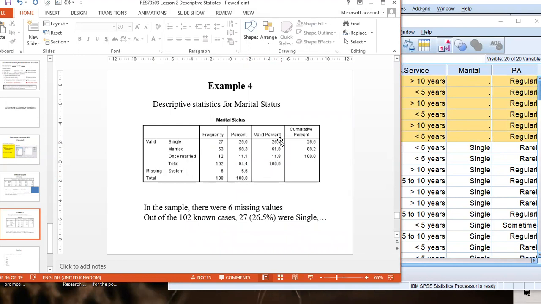But we must report this using the known values. Look at the difference now, 25, 26, right? They are different. So valid percent takes 102 as the denominator, the known cases. Percent takes 108. That's why, when you look at these two, especially when there are missing values, we report the valid percent. Are we clear?